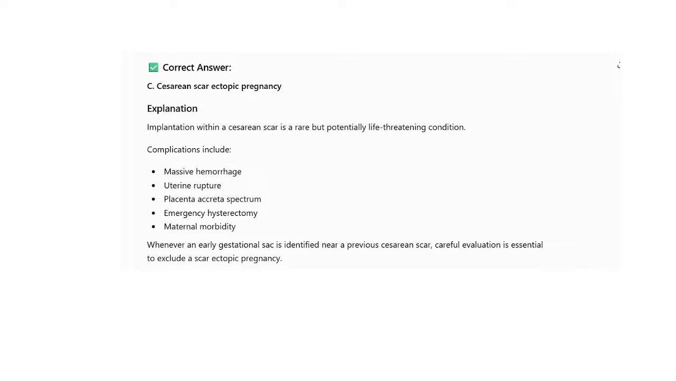Cesarean scar ectopic pregnancy. The explanation being implantation within a cesarean scar is a rare but potentially life-threatening condition. Complications include massive hemorrhage, uterine rupture, placenta accreta increta spectrum, emergency hysterectomy, maternal morbidity. Whenever an early pregnancy sac is identified near a previous cesarean scar, careful evaluation is essential to exclude a scar ectopic pregnancy.